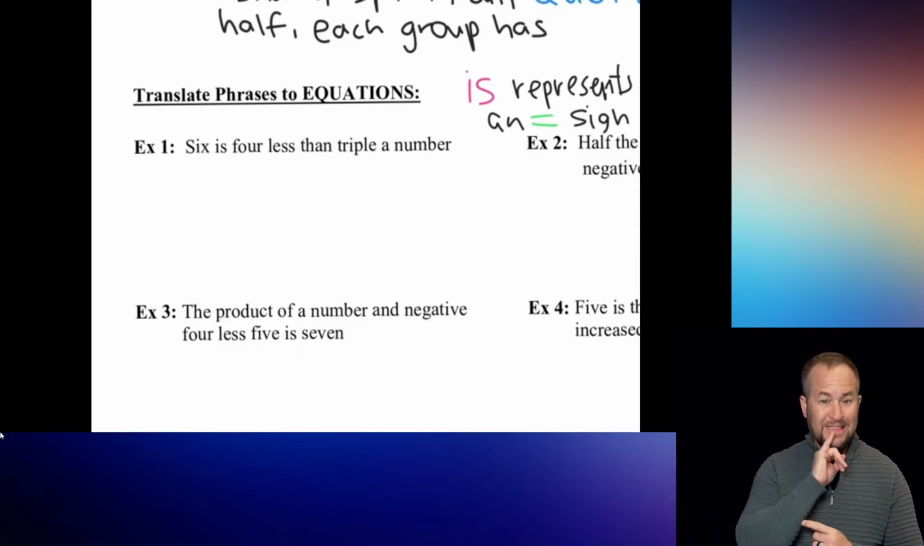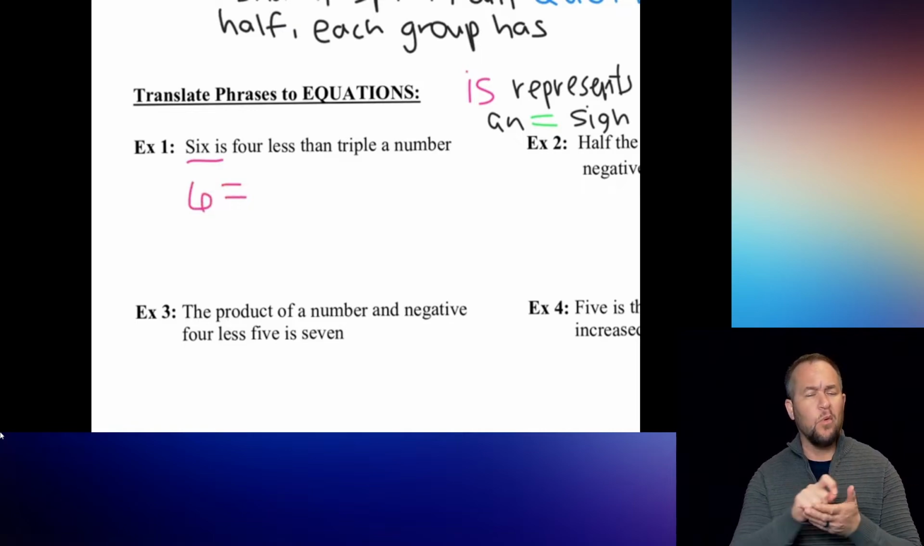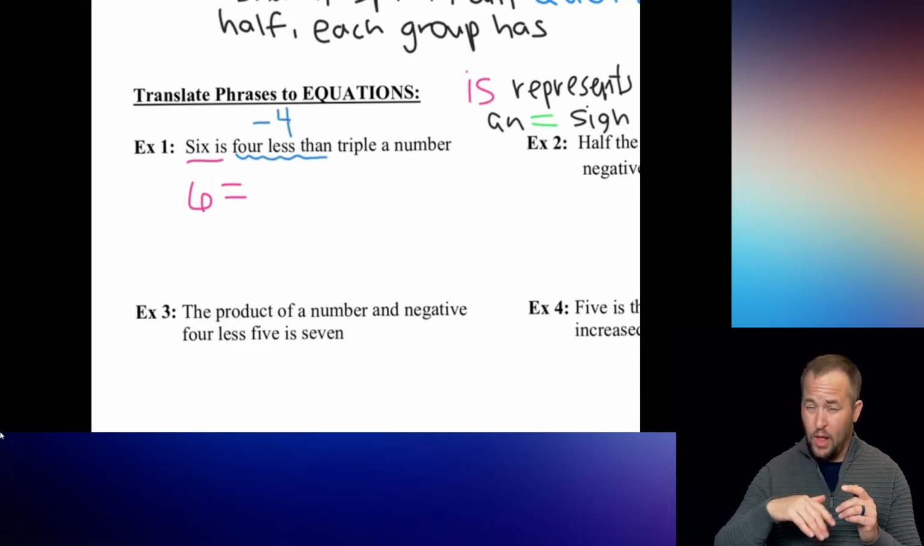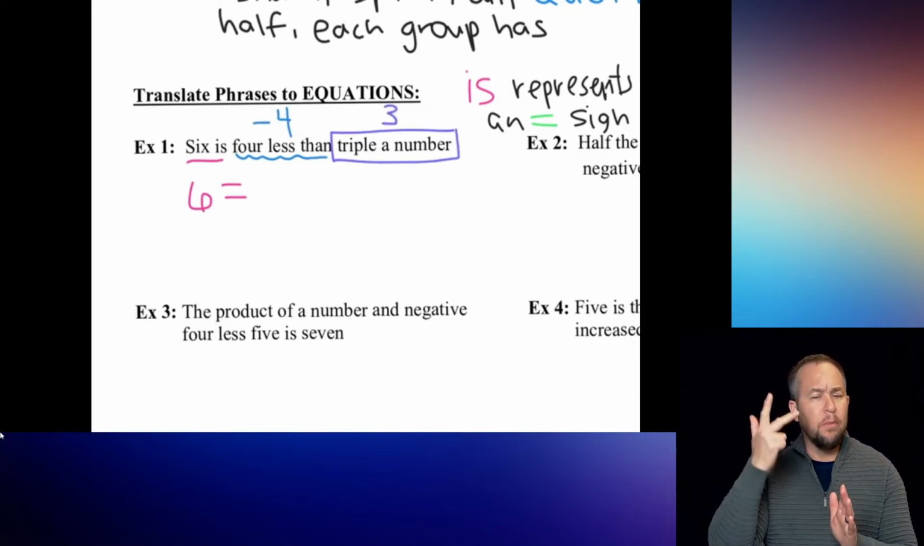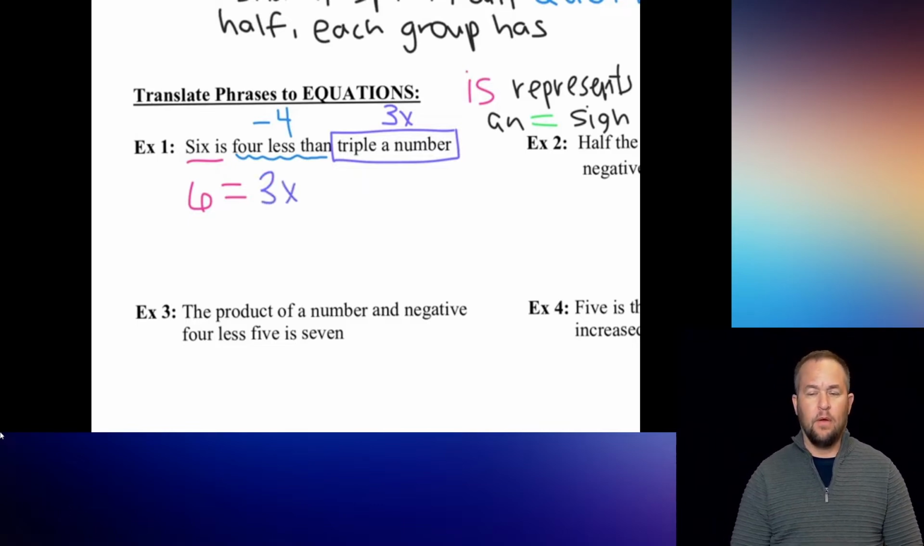So for this first example, it says 6 is. So I know that I'm going to start right there. 6 is. So I know that means 6 equals. And then we're just going to write similar to the expressions that we did from last chapter. So 4 less than triple a number. 4 less than I know means that I'm taking 4 away from something else. And then triple a number, I know that this means that I'm multiplying. So tripling some number, I'm just going to use the variable x. So I'm going to start with that because I want 4 less than that. So 6 is 3x. And then the next thing that I have would be that minus 4.